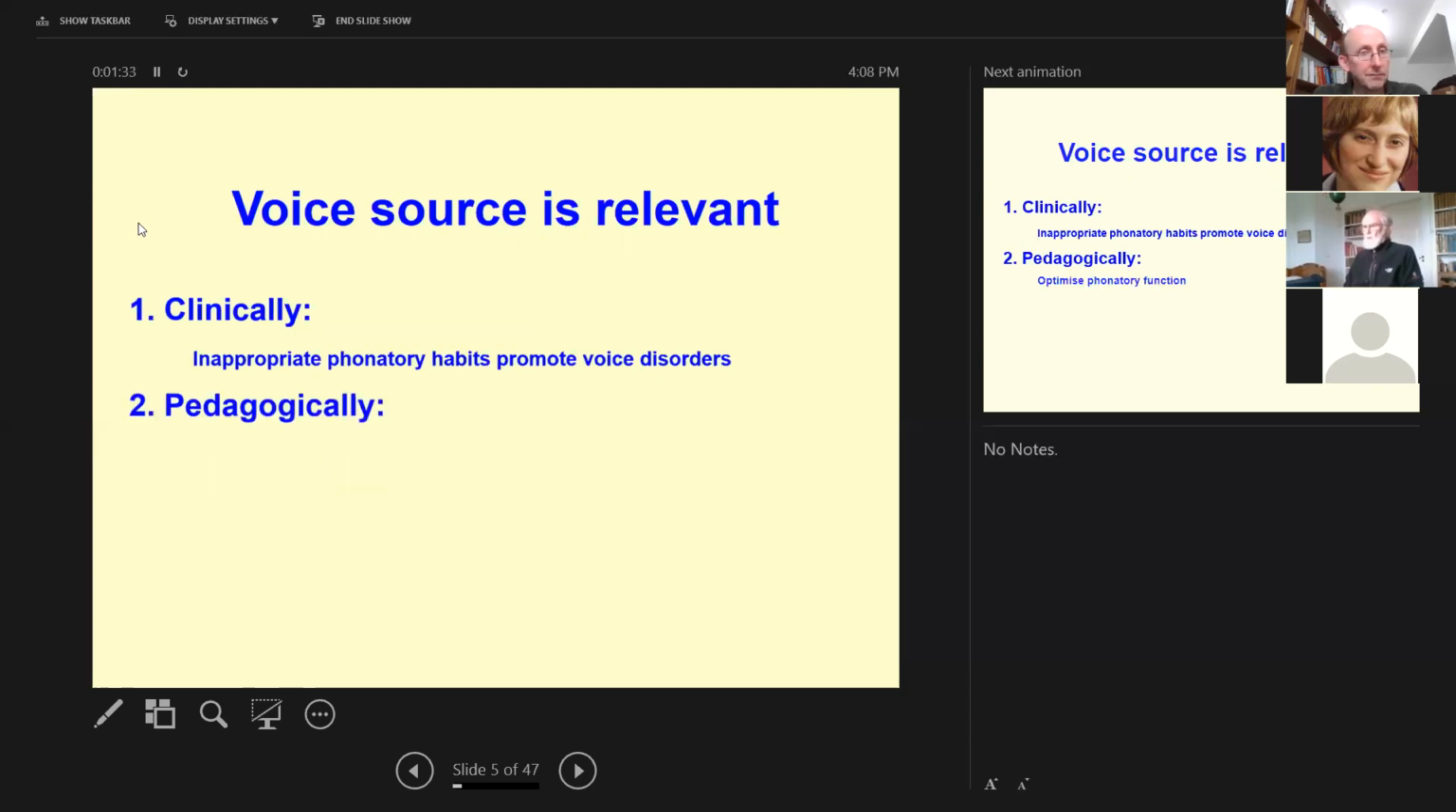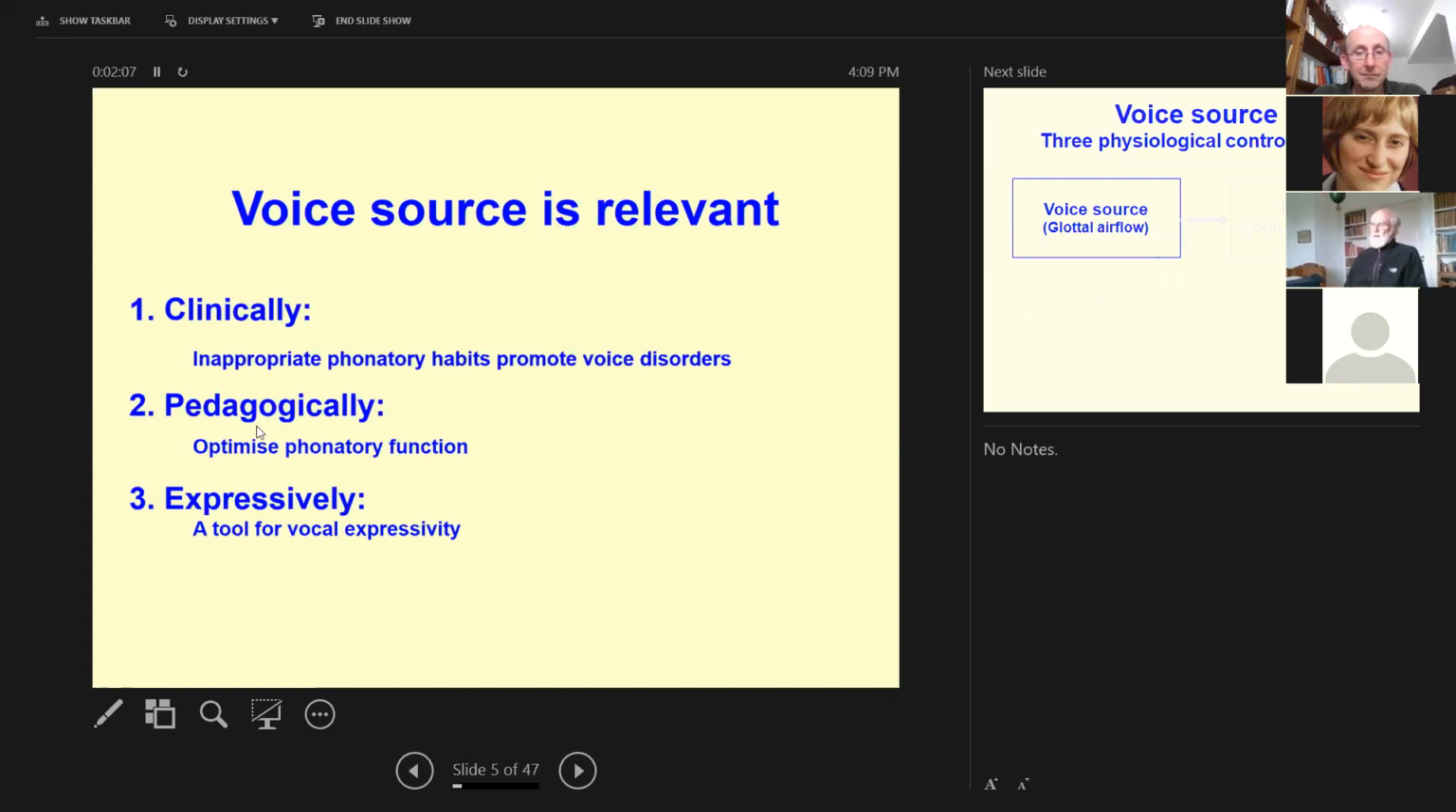It is also, of course, quite relevant from a pedagogical point of view, because pedagogics has as an aim to make the use of the voice optimal. So that is a question of the voice source. You never get problems with your tongue because of singing too much. It is the vocal folds. And the third aspect is, of course, expression in speech and in singing. And the voice source is an important vocal instrument for expressivity.